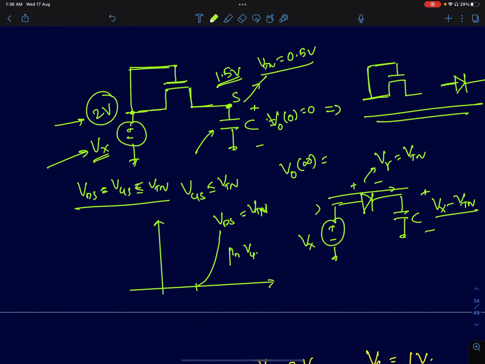So ID is beta n times VGS minus VTN, the whole squared, divided by 2. But beta n is mu n C ox W by L. So this is VGS and this is ID here. As the source voltage increases, the current will decrease, and this is the point where VGS becomes equal to VTN, which is also equal to VDS. At that point, the conduction stops and the capacitor voltage stays at Vx minus VTN. So that's it. So this is all the basics.